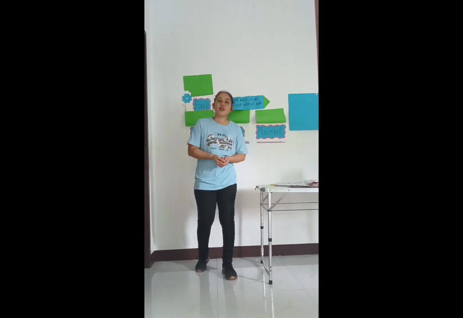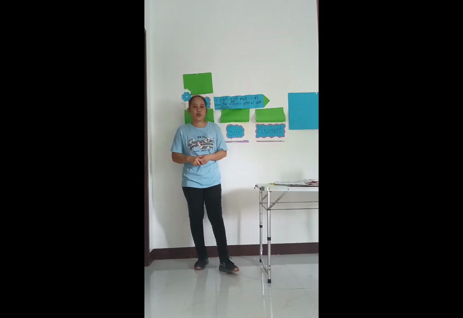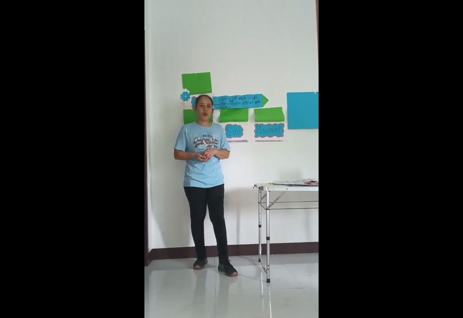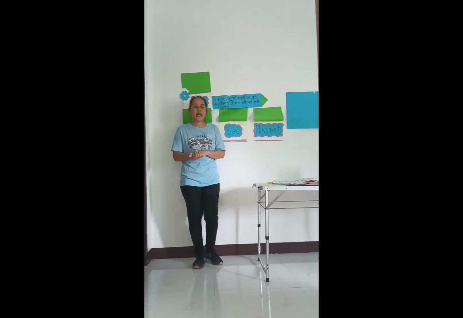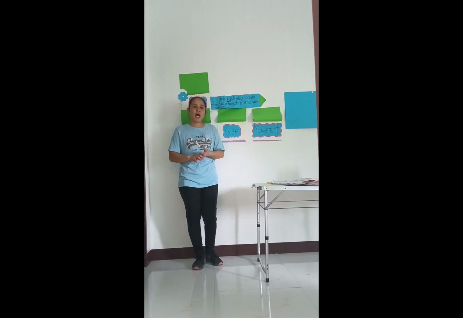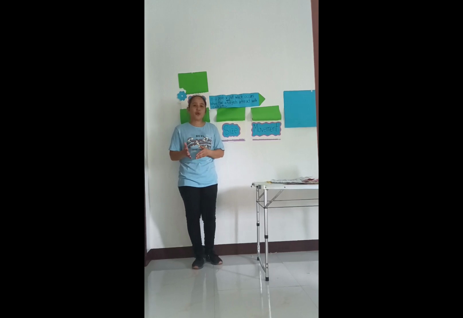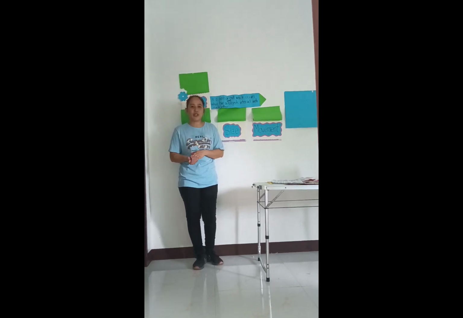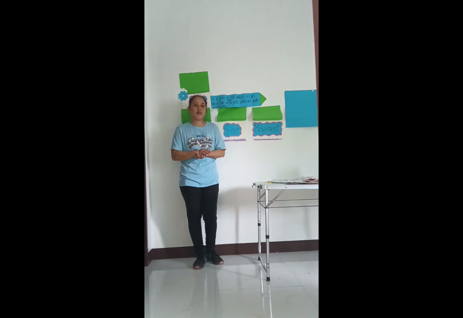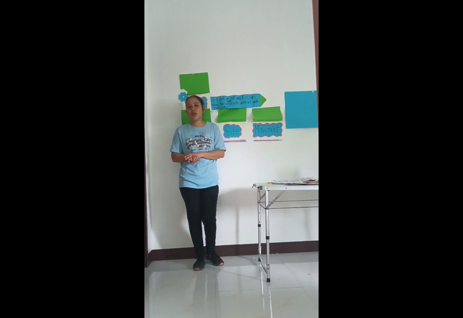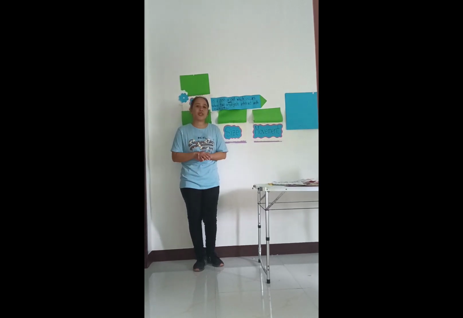Now let's recall our lesson. What are the 3 effects of force on objects? Okay, the size, shape, and movement. How about the push or pull, which occurs when 2 or more objects interact with each other? Okay, very good. That is force. What are the 2 kinds of force? Okay, the push and pull.